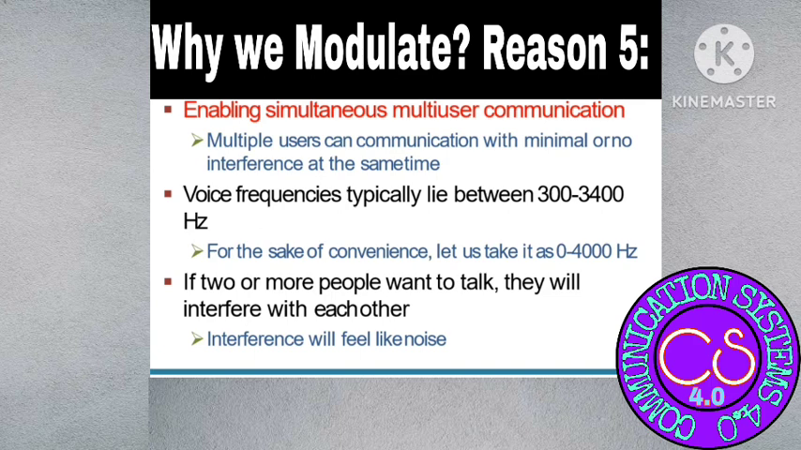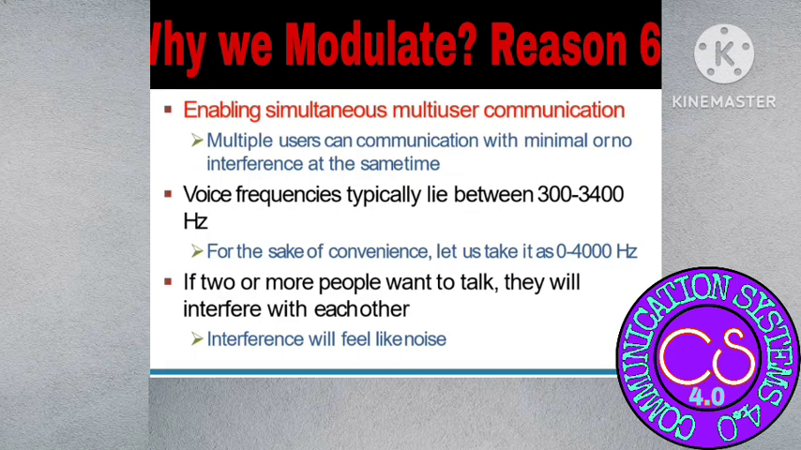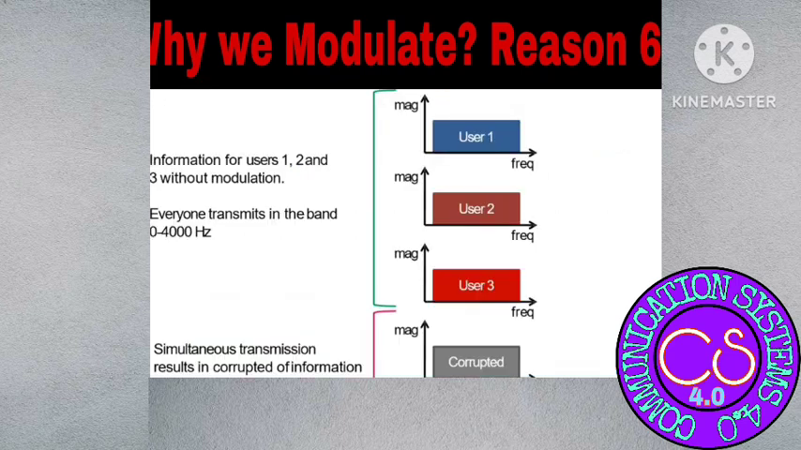If two or more people want to talk, they will interfere with each other and the interference will feel like noise. So this is why to modulate. User 1, user 2, user 3, and information for users 1, 2, 3 without modulation, everyone transmitted in the same frequency band. पे अगर different users transmit करेंगे तो what will be the result? Simultaneous transmission results in corruption of the information. Whatever their voice message is, it will lose its originality.